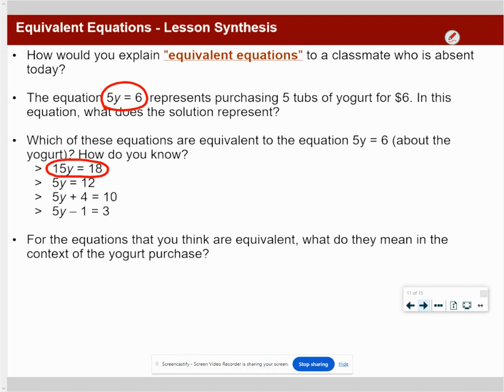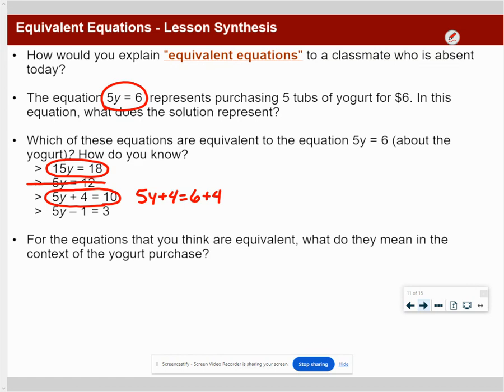That one's just fine. For the second one, they have the 5y matching, but the 6 got doubled to be 12. That is not equivalent. For the third one, they had 5y on the left and they added 4 to it. And then on the right, they had 6 and they also added 4 to that. Well, when I combine those like terms, I do get this 10 right here. So I'm going to say that the third one matches.